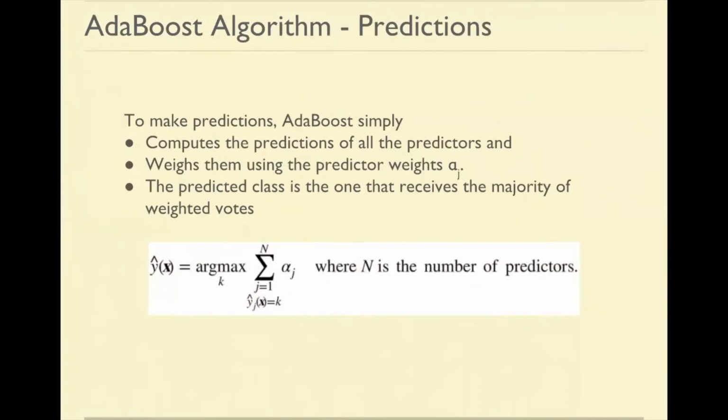Now, the question is what is the significance of the predicted class? The predicted class is the end result, right? We want to classify it as 5, 3, or something, and it is the one which gets the majority weighted votes.